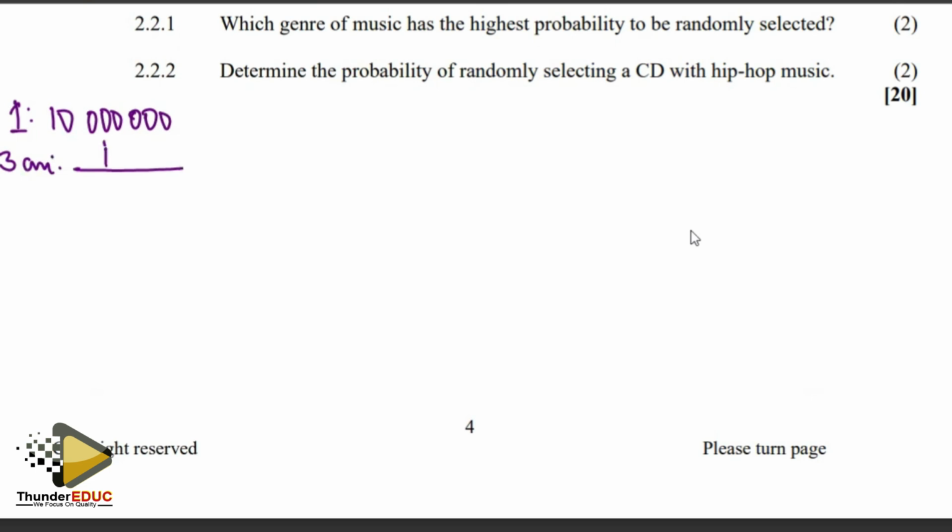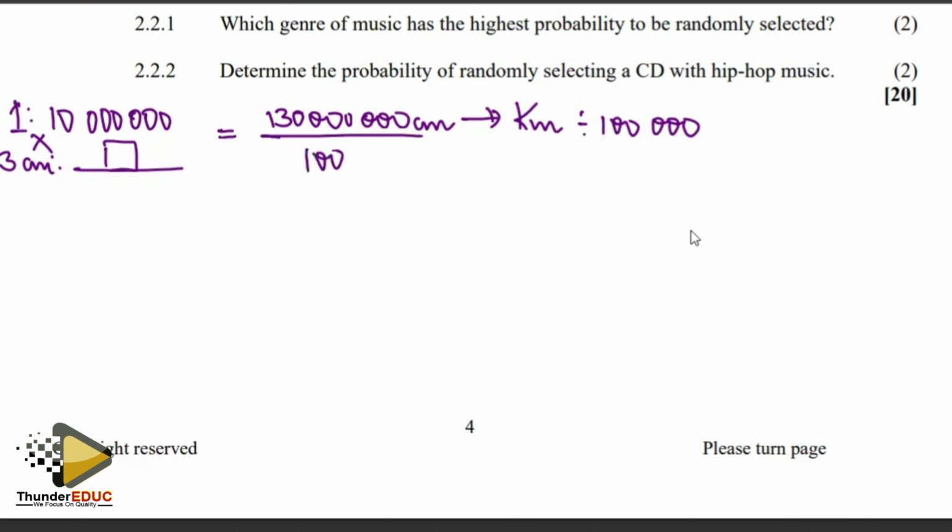So we cross multiply. That means 13 centimeters on the map are representing 130 million centimeters in real life. We need to change this to kilometers, whereby we divide by 100,000. We divide by 100,000, and we end up having 1,300 kilometers.